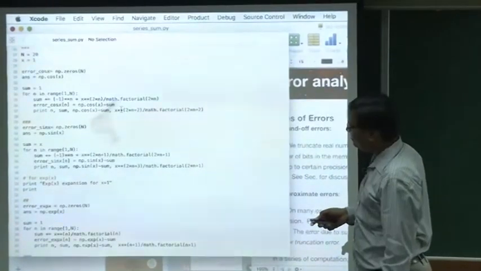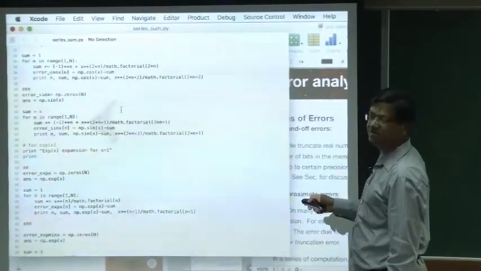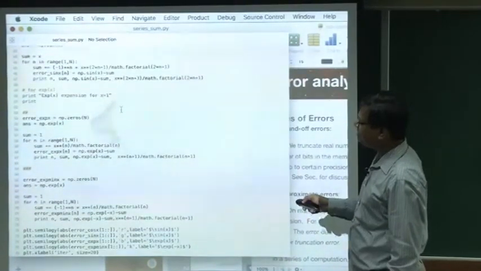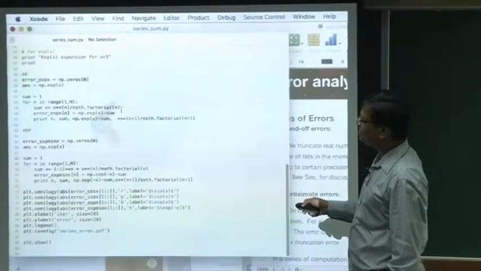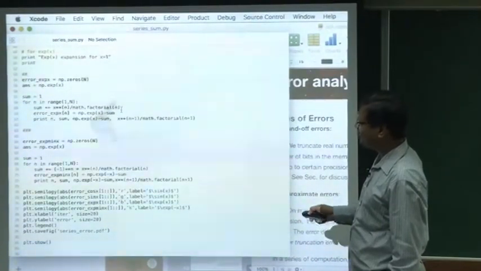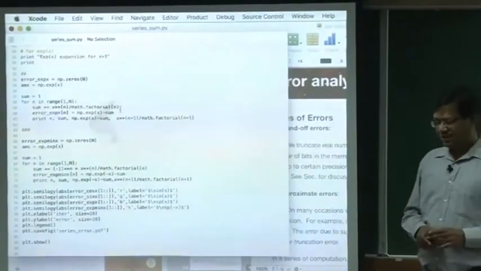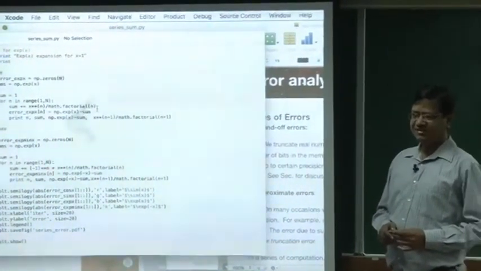I can do the same thing for sin x. Now, this is for exponential 1, and this is for exponential minus 1. Okay, I made an error here. So, this loop is for exponential minus 1. Okay, so 4 functions. Now make a guess which has the largest error.